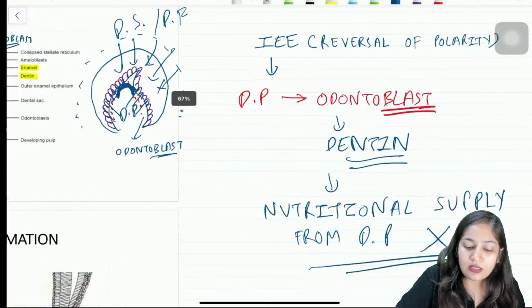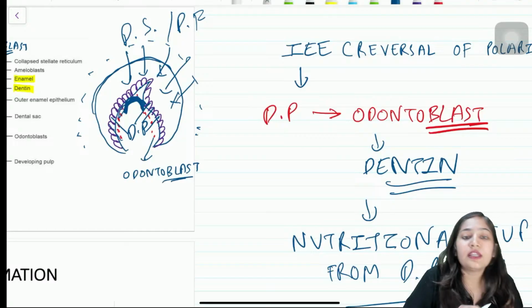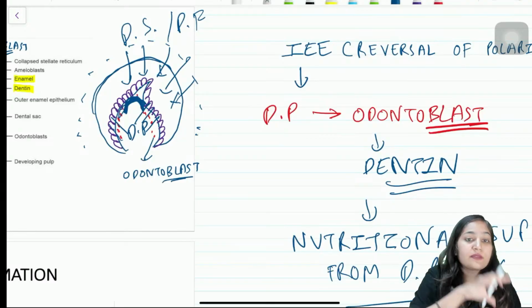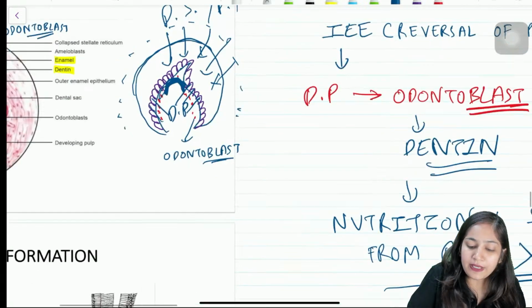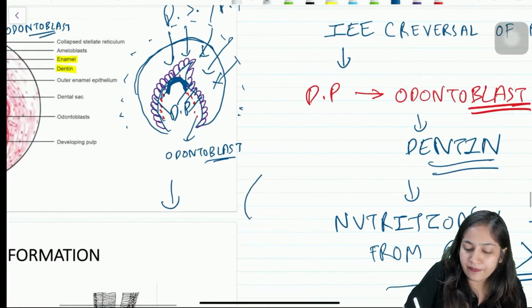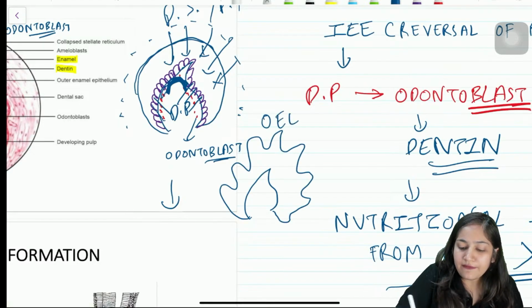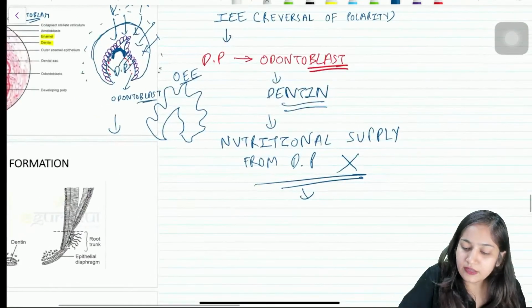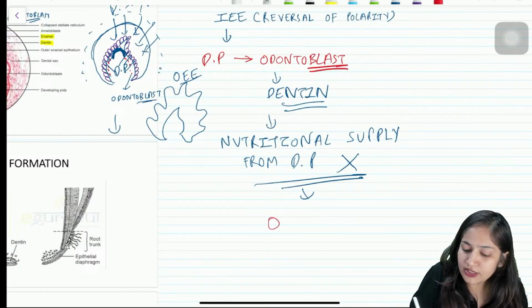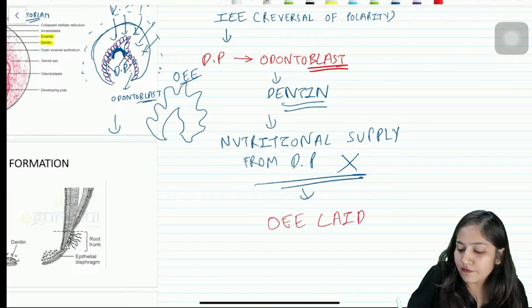So for this, what will happen? Here we can see initially the outer enamel epithelium was smooth, but once the nutritional supply is cut off, it will be laid down in folds. This type of folds. Outer enamel epithelium will be laid down in folds. So once nutritional supply is cut off, outer enamel epithelium will be laid down in folds.